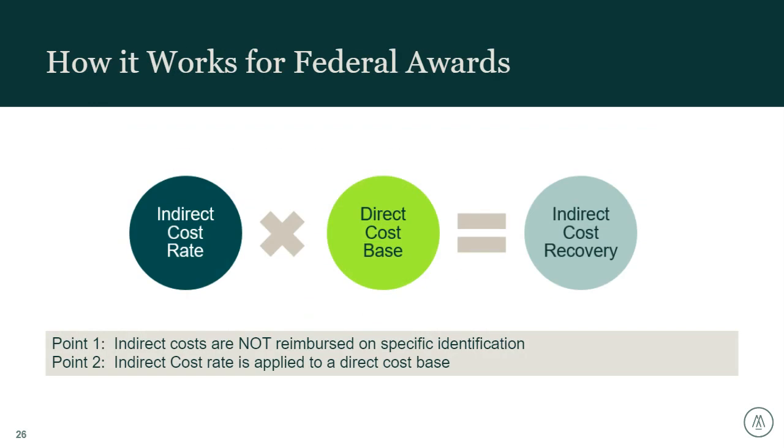A few points to keep in mind when we look at how the indirect cost rate works. As I said, it's calculated by multiplying the direct cost base and the indirect cost rate, and that will give us the indirect cost recovery. Please keep in mind that indirect cost recovery is the maximum of indirect cost that the program can recover. As I said, keep in mind a couple points. The indirect cost rate is applied to a direct cost base, and indirect costs are not reimbursed on a specific identification.